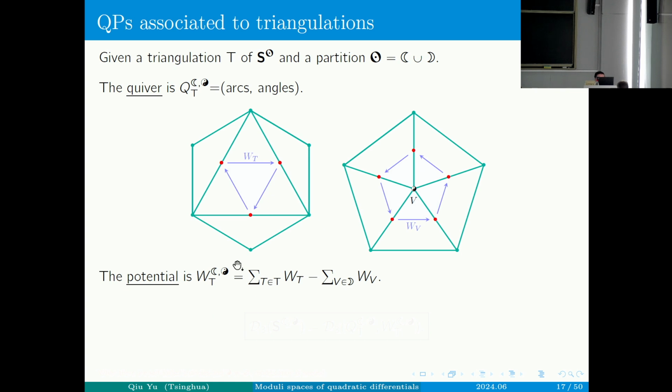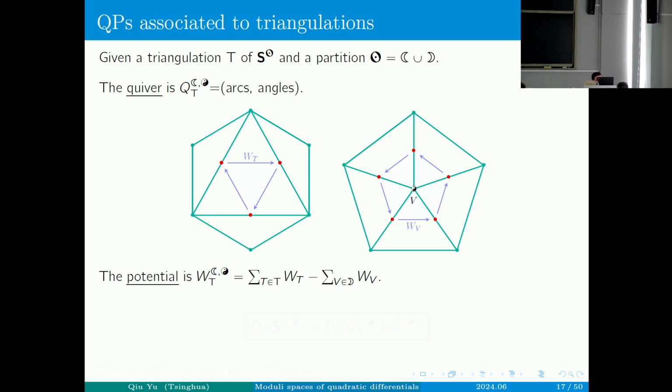And for the potential, usually in cluster theory, what you do is that you take the sum of all 3 cycles corresponding to triangles and minus all the anti-clockwise cycles along punctures. So that's the right, or correct, thing to do in cluster theory, because then the quiver potential has nice properties corresponding to mutation in cluster theory.